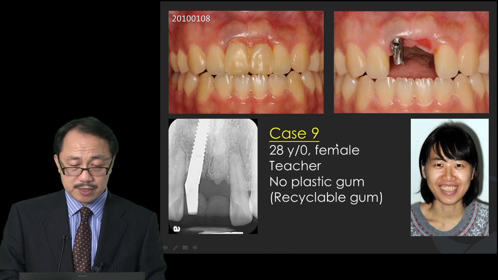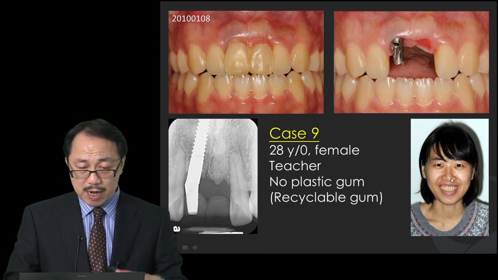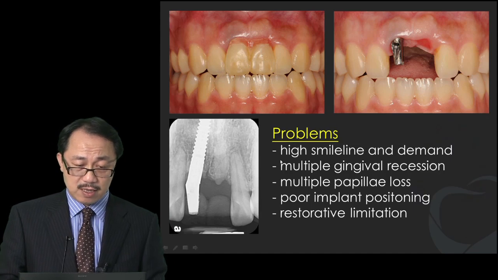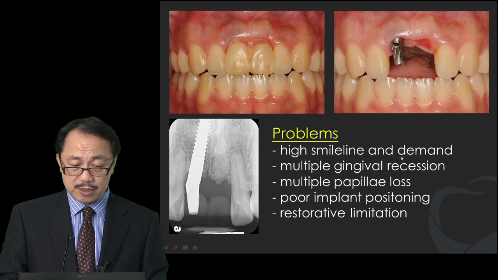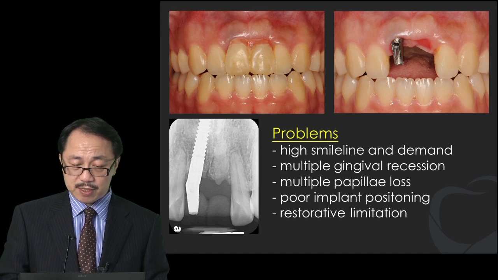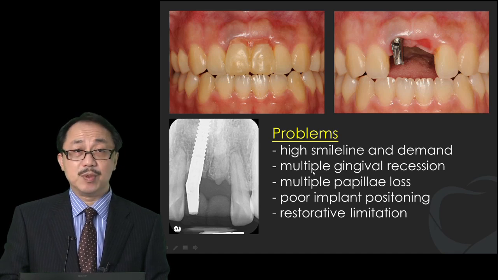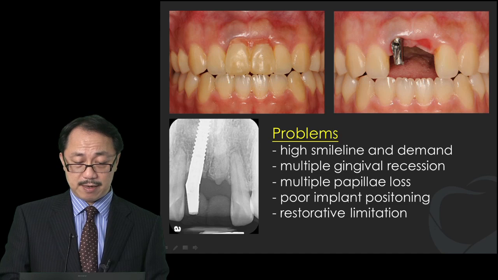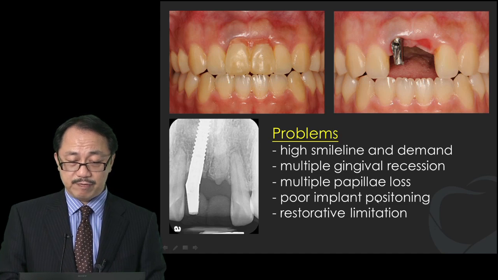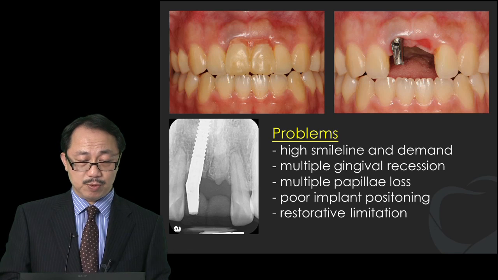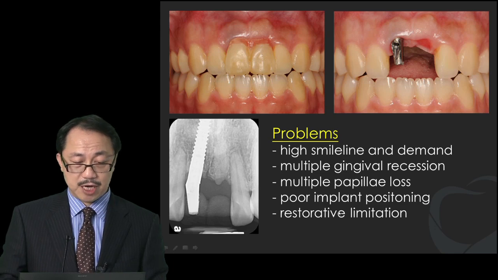Now we noticed there's a problem of high smile line, and the demand was high to try to replace this particular plastic tissue with soft tissue. The patient has multiple gingival recession and multiple papilla loss, and poor implant positioning, which was done at the age of 15 when she had a trauma at that time. And there is some restorative limitation due to the inability to remove this implant and change the implant system.